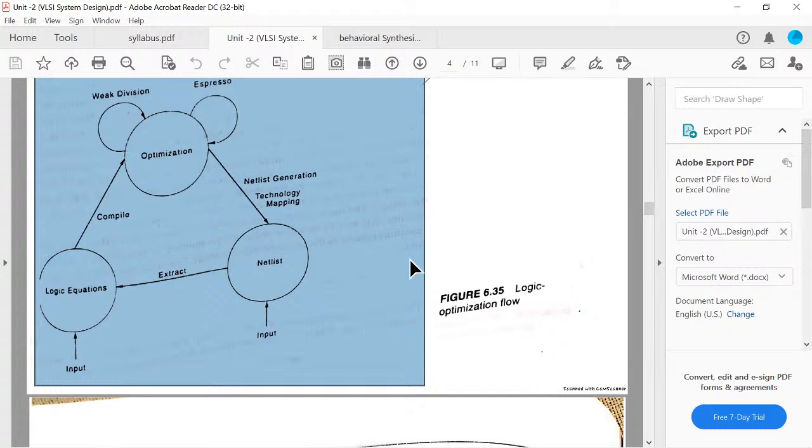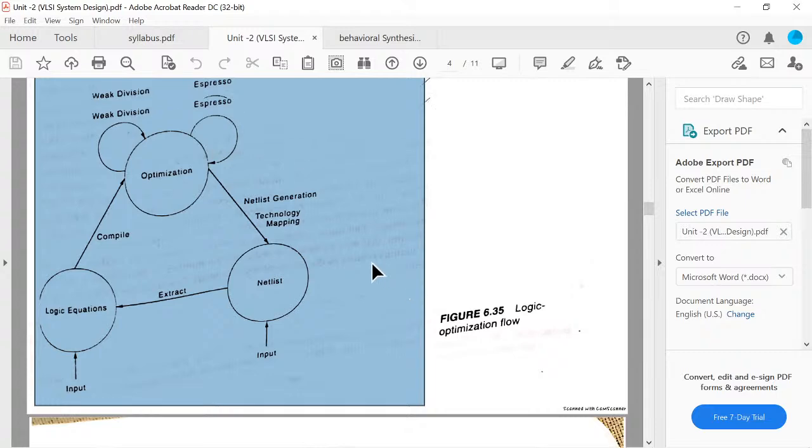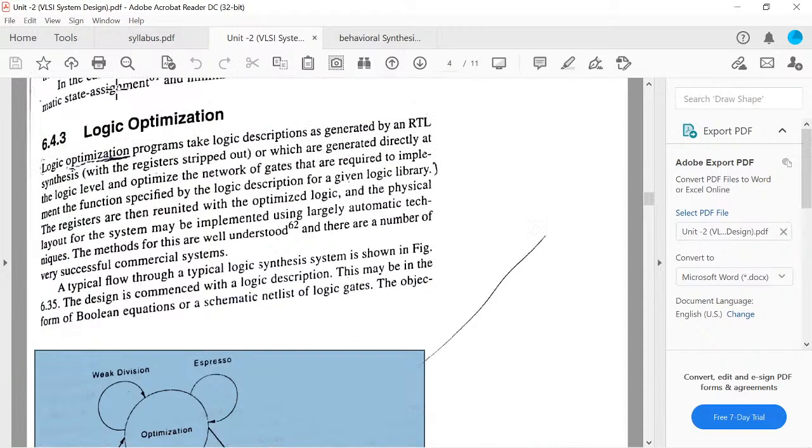But when we are going towards the layout level, or the hardware implementation of this circuit, we get some limitations: the area of the circuit is very high, or the timing or propagation delay in the circuit is very high. So at that time we move towards logic optimization.